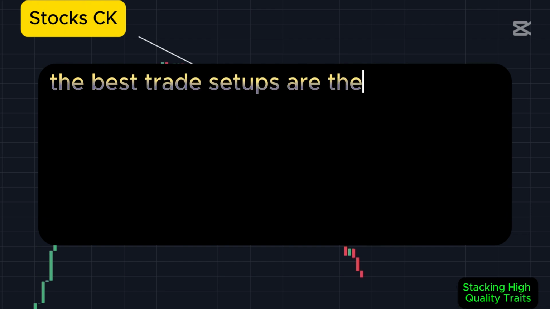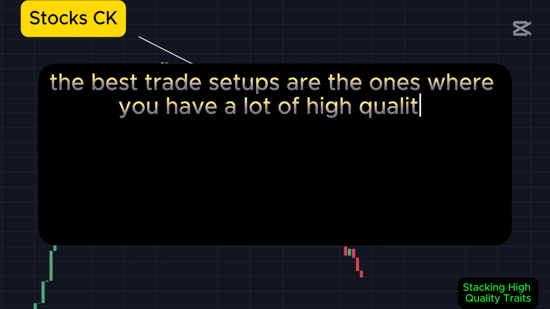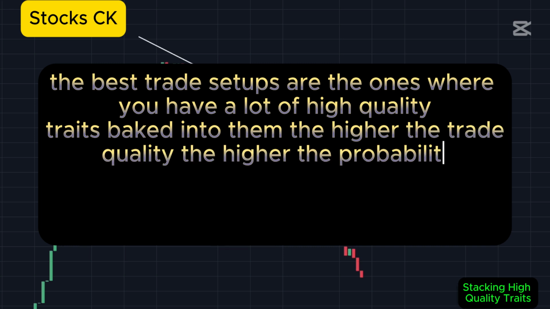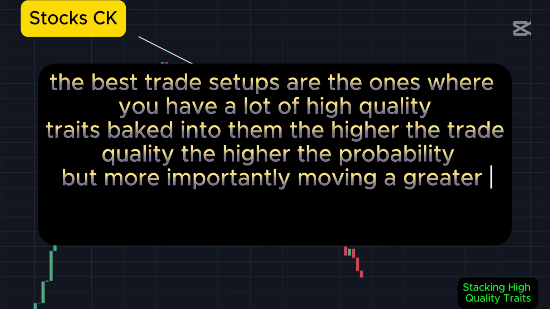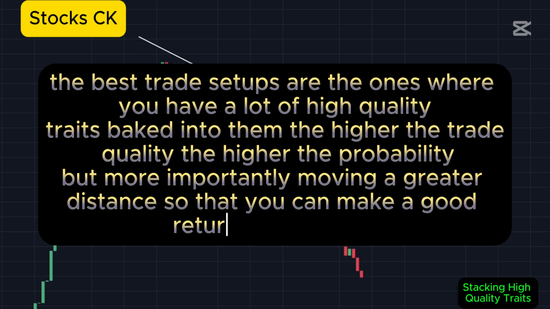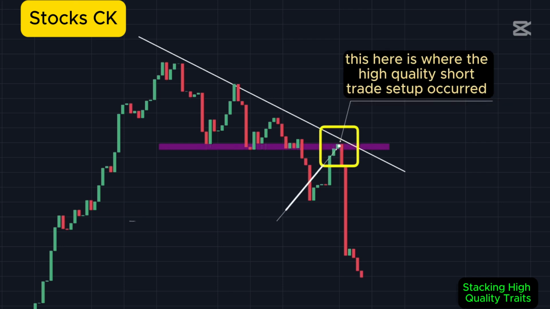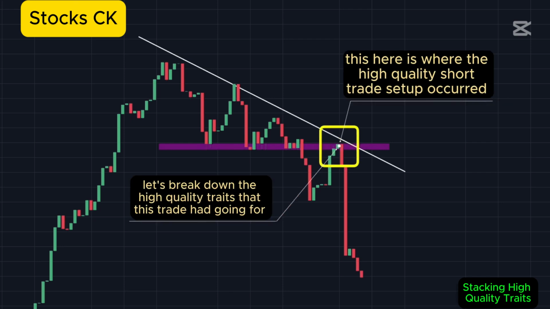So the best trade setups are the ones where you have a lot of high quality traits baked into them. The higher the trade quality, the higher the probability of the trade going in your favor, but more importantly moving a greater distance, so that you can make a good return on the trade. This here is where the high quality short trade setup occurred. So let's break down the high quality traits that this trade had going for it.